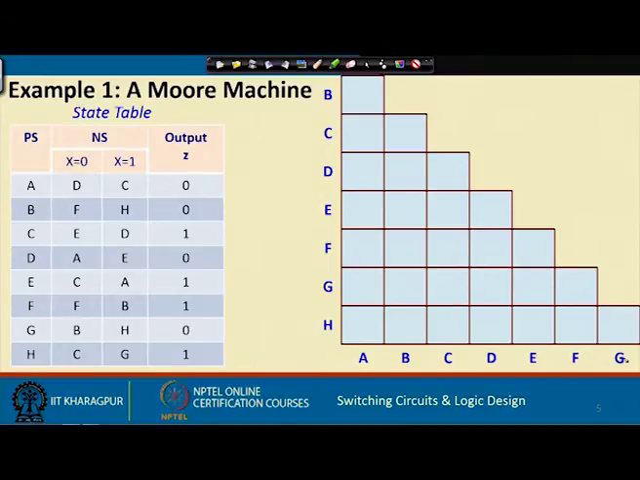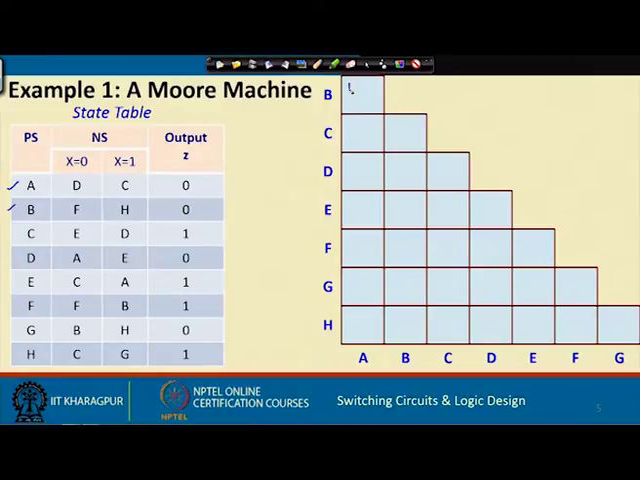Now, this will be our implication chart. From the table, let us see. Because it is a Moore machine, let us look at it one by one. Between A and B, look at the rows corresponding to A and B, these first two rows. The outputs are the same, 0 0. The next states are, for x equal to 0, D F, and for x equal to 1, C H.